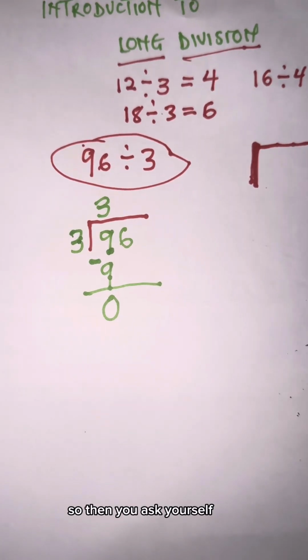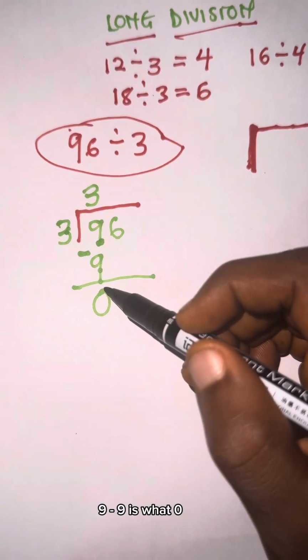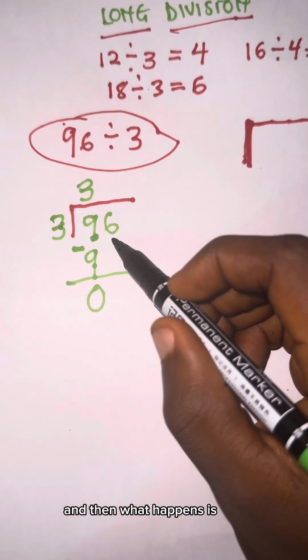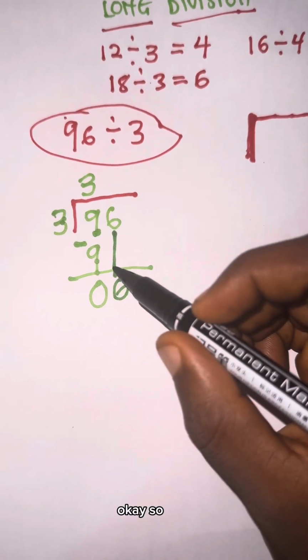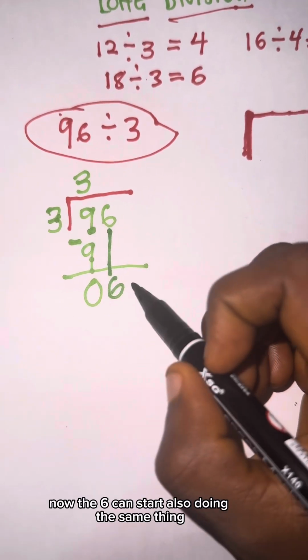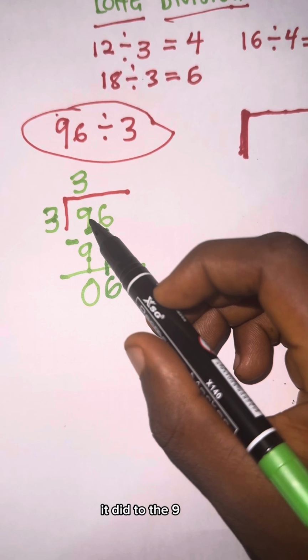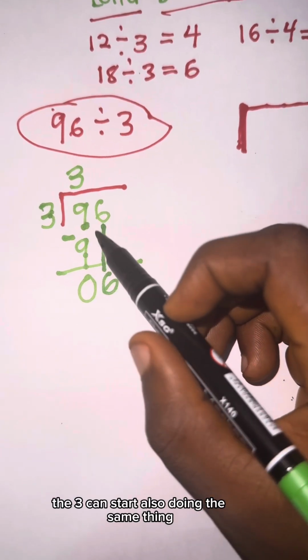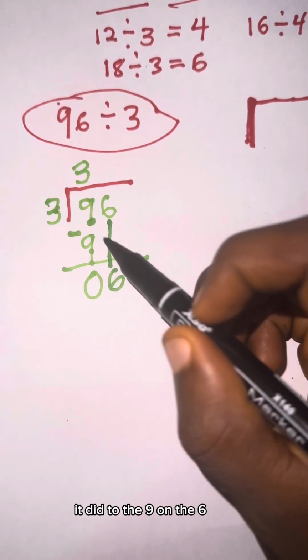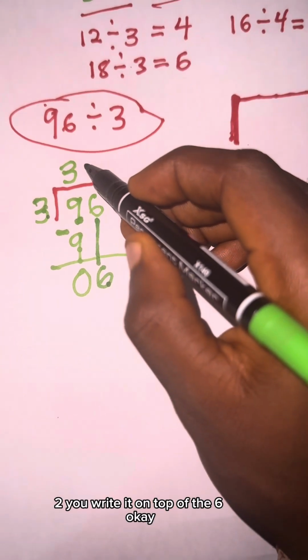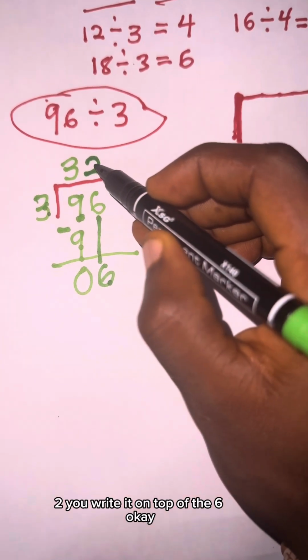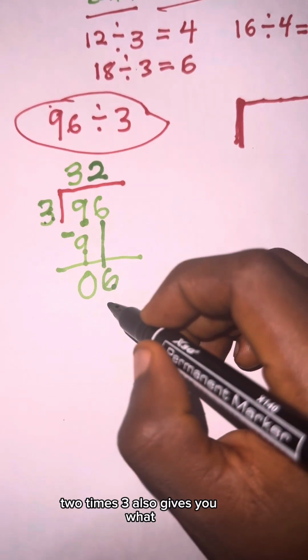So 9 minus 9 is 0. And then you bring the 6 down here. Okay, so now the 3 can start doing the same thing it did to the 9 on the 6. So 3 goes into 6, what? 2. You write it on top of the 6. Okay, 2 times 3 also gives you what?